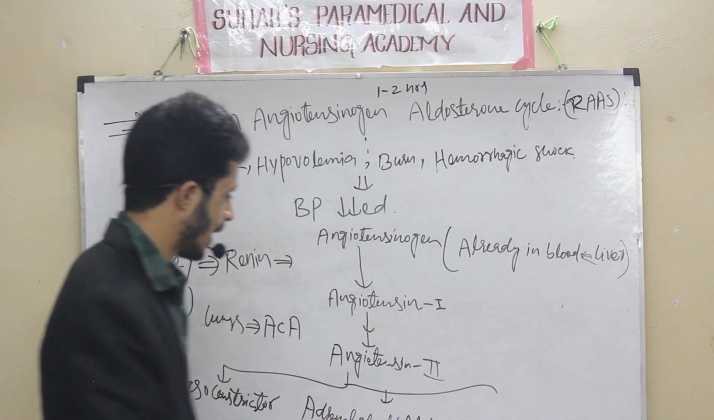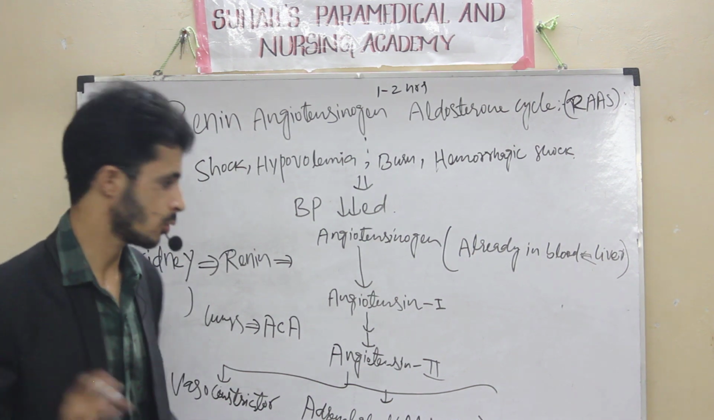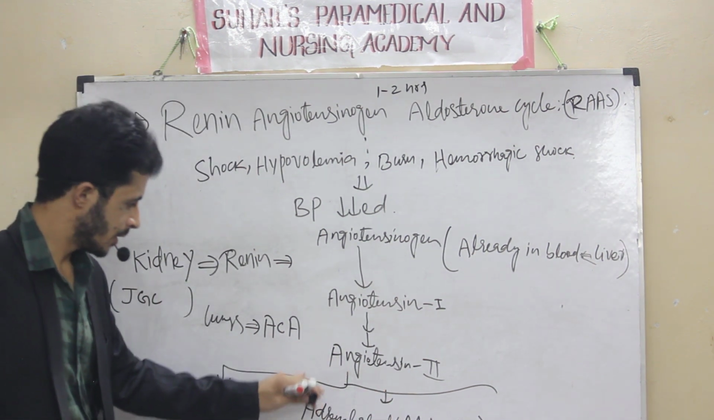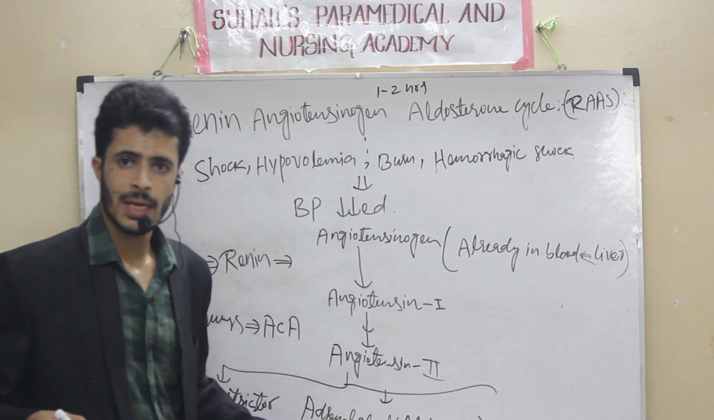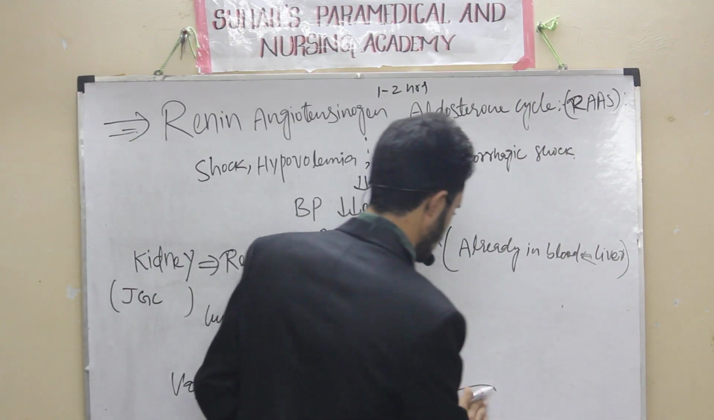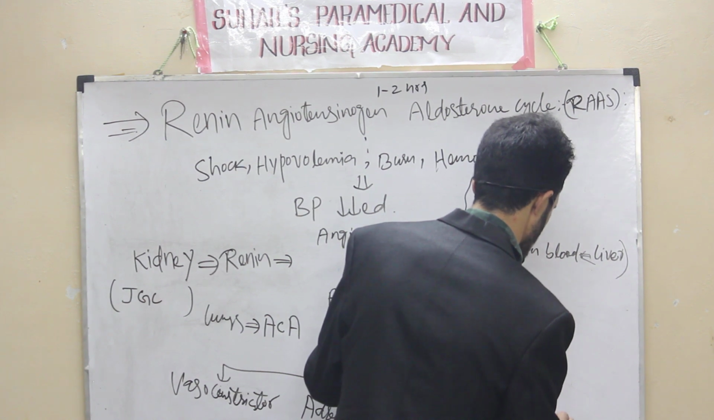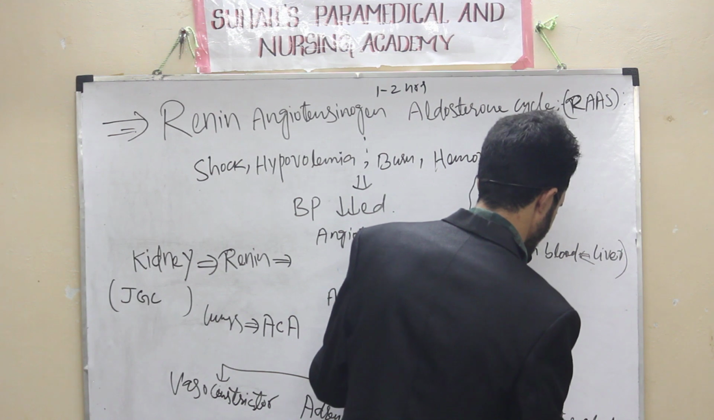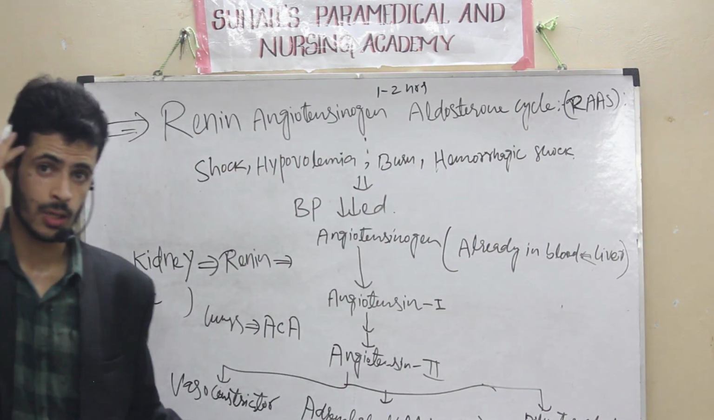What will it do now? What aldosterone will do, I will tell that also. So first, angiotensin second is a vasoconstrictor. This angiotensin second will also stimulate production of aldosterone from the adrenal gland. Then another thing, it will also stimulate the pituitary gland, and it will secrete what? Antidiuretic hormone.